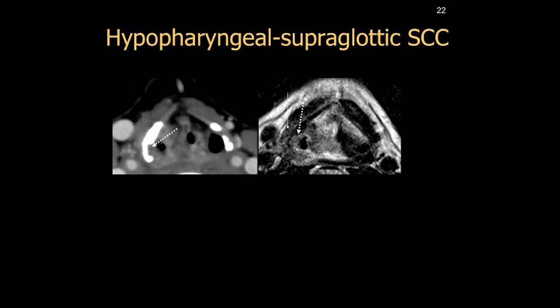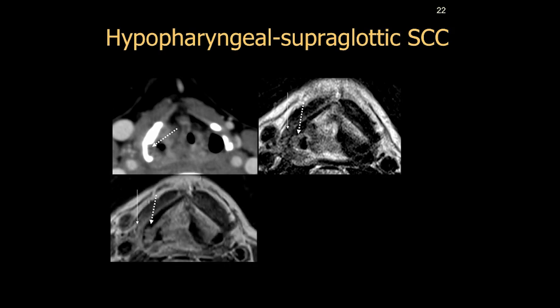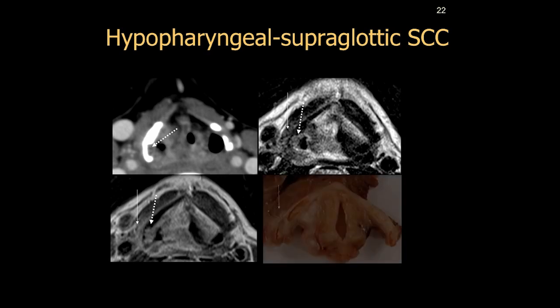Sometimes it can be difficult to differentiate hypopharyngeal from supraglottic tumors, especially when the tumors are bulky. These structures are very closely related, and here you can see a piriform fossa tumor, which is not just invading the cartilage, but also extending anteriorly to the paraglottic space in the supraglottis.